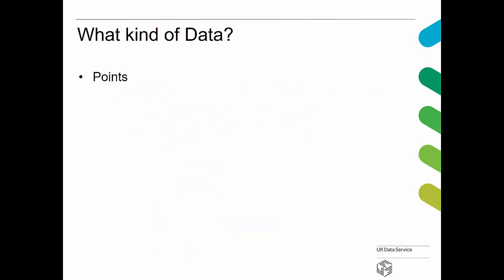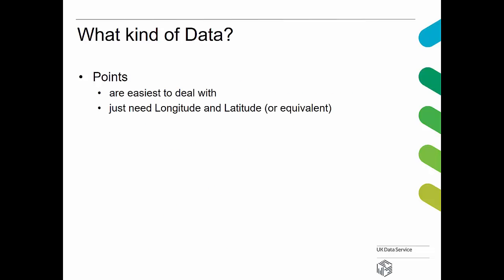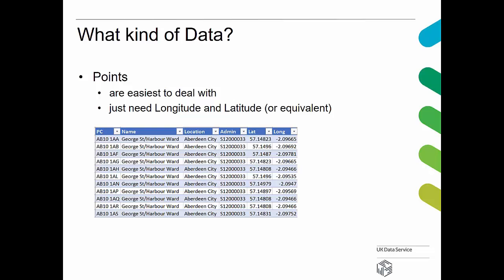So let's look at points first. They're very easy to deal with. You just need to know the longitude and latitude or some equivalent coordinate system of the point. And here's an example of a little spreadsheet. On the left hand column there are postcodes for parts of Aberdeen, and on the right hand side I've got two columns, one for latitude and one for longitude. So this is sufficient information for me to use the longitude and latitude as a series of points and put any other data associated with that particular row onto the map.